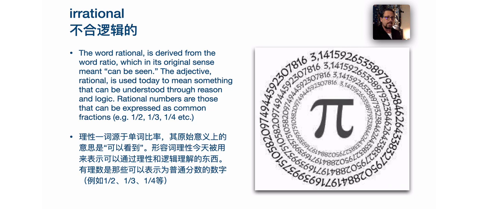All right, we're coming up to the end. Irrational. The word rational, derived from the word ratio, in its original sense meant can be seen. So the root word here in this word rational meant can be seen. Rational is an adjective, and it is used today to mean something that can be understood through reason and logic. In other words, anyone with a basic education and a good, healthy mind should be able to rationally come to the same understanding.